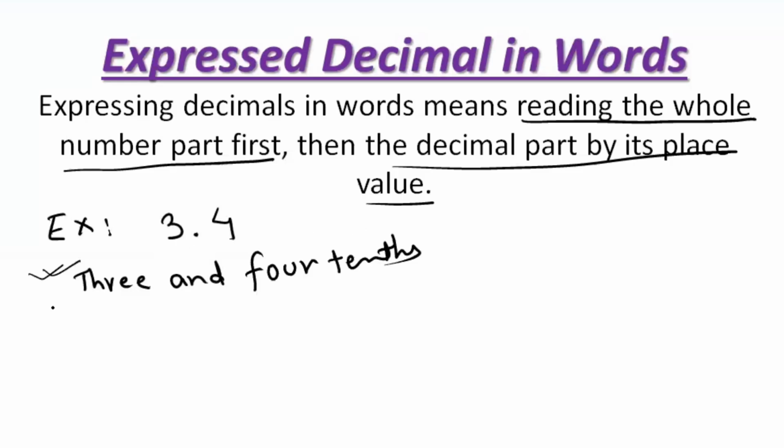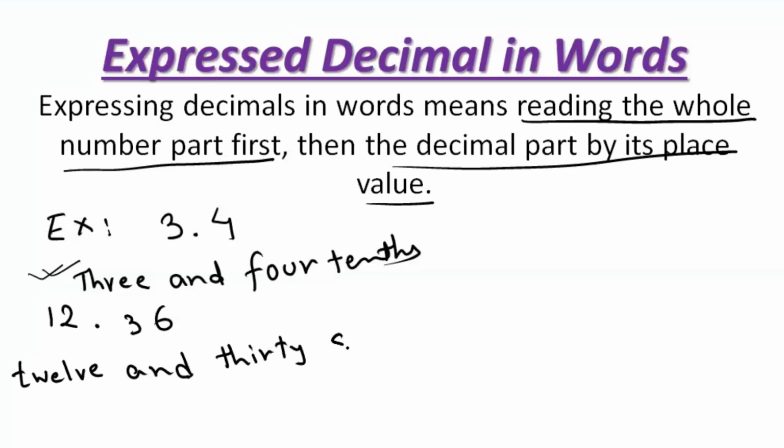Let's take another example like 12.36. First we will write 12. Then we will add "and". After "and" we will start writing the decimal part. It is 36, and it is in the hundredths place. Right?